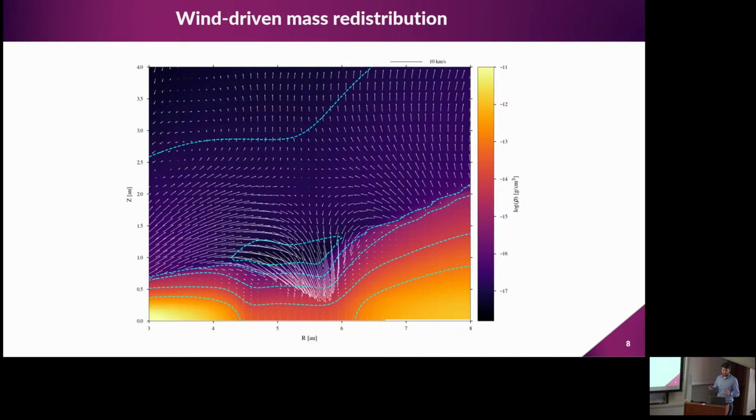So what you see here is a cut through the disk. This is the azimuthally averaged density. The contours are these dashed lines that give you an idea of where the gap is. The planet is at 5.2 AU. And in white here, the velocity field of the wind. So you can see that from within the gap, we do not have a wind.